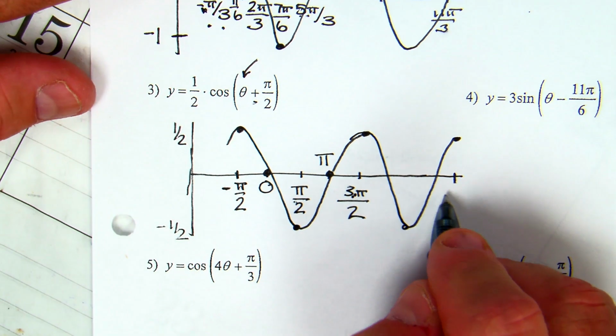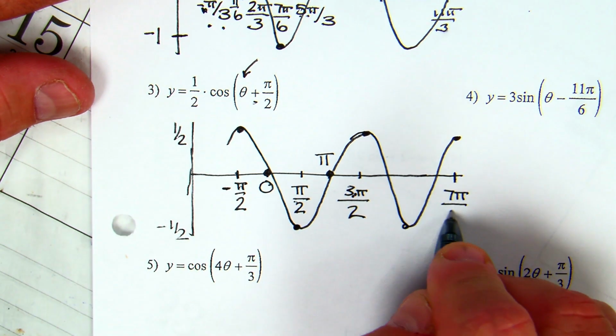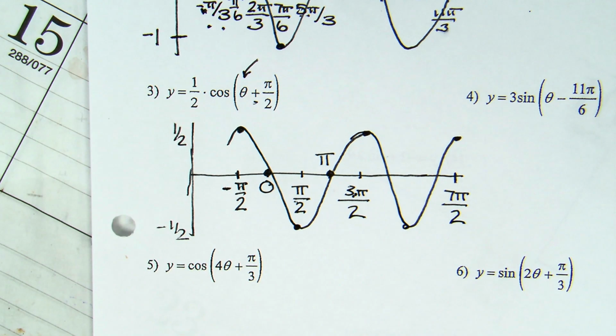Add it again to get your second cycle end, and you got 7 pi over 2. All right. So again, all we're adding there is some amplitude to the first part, and we're shifting over. All done?